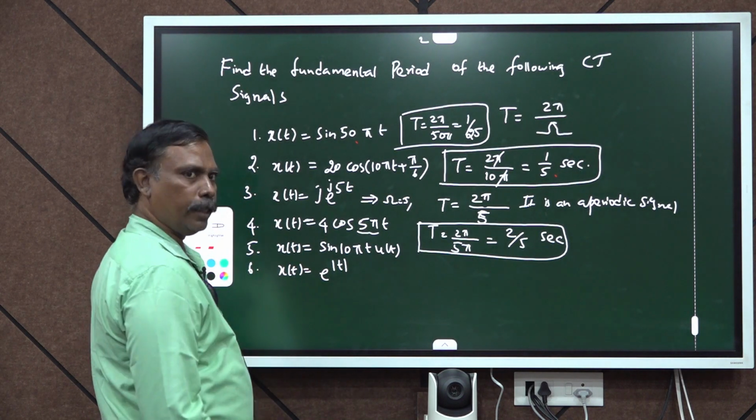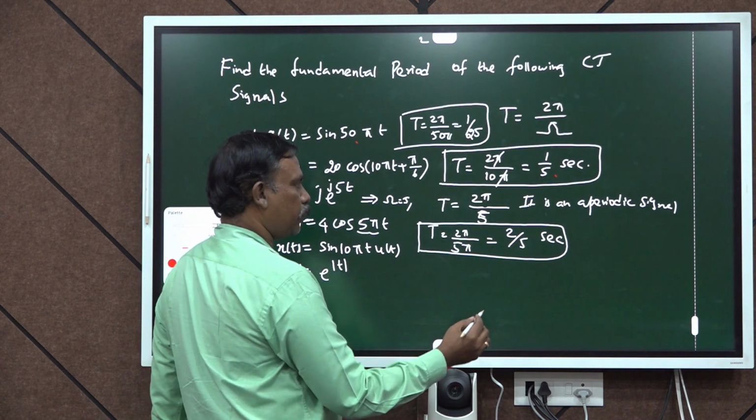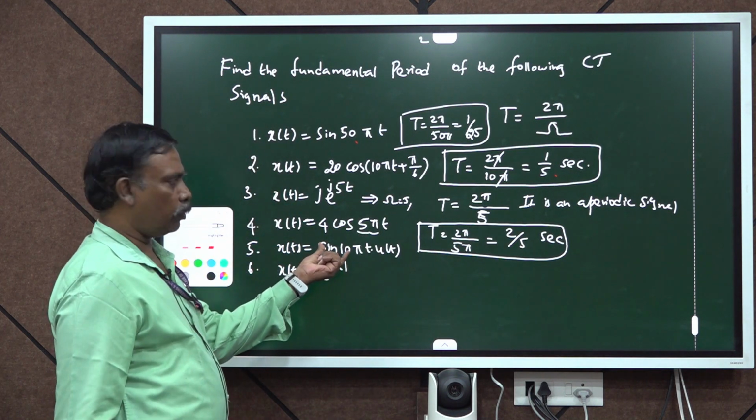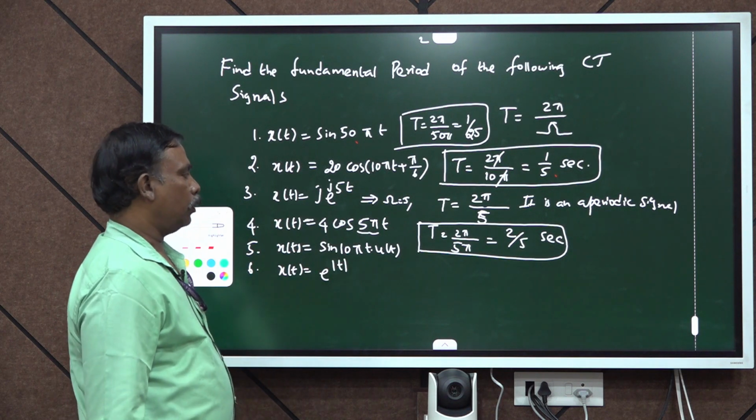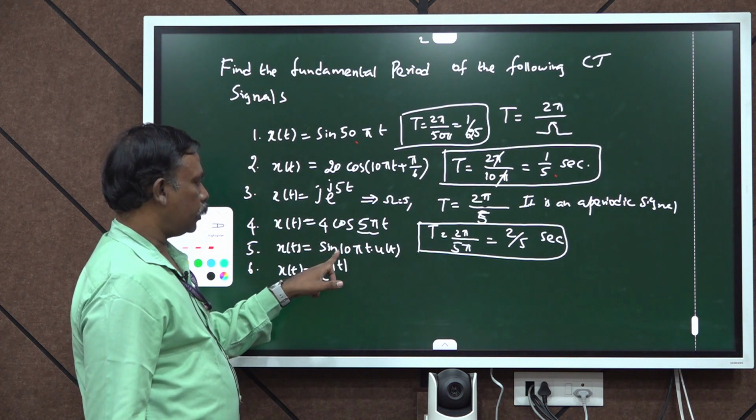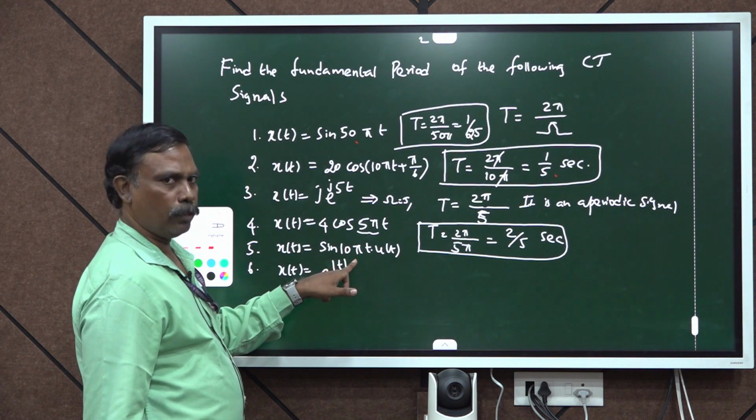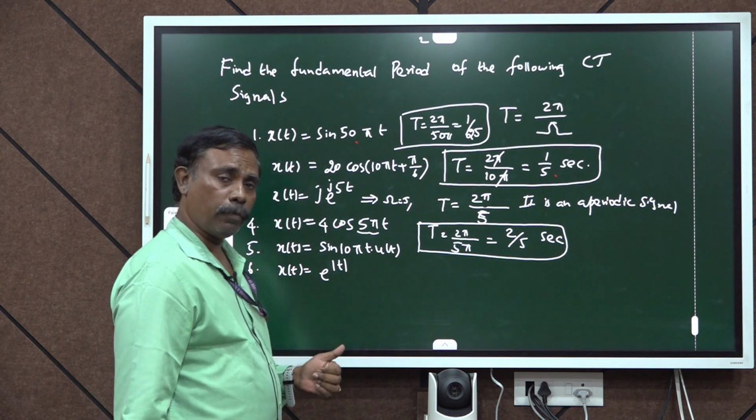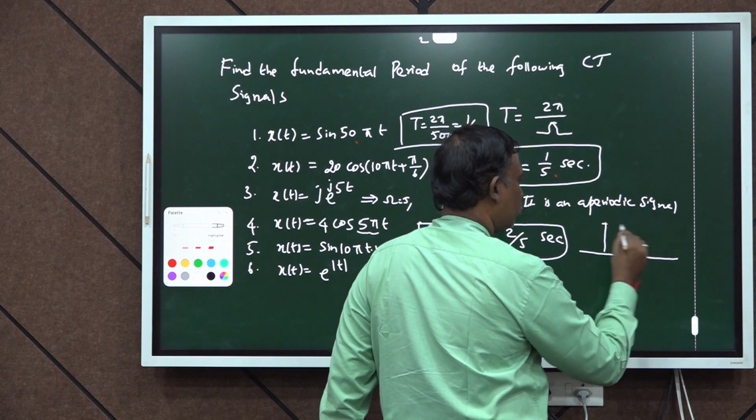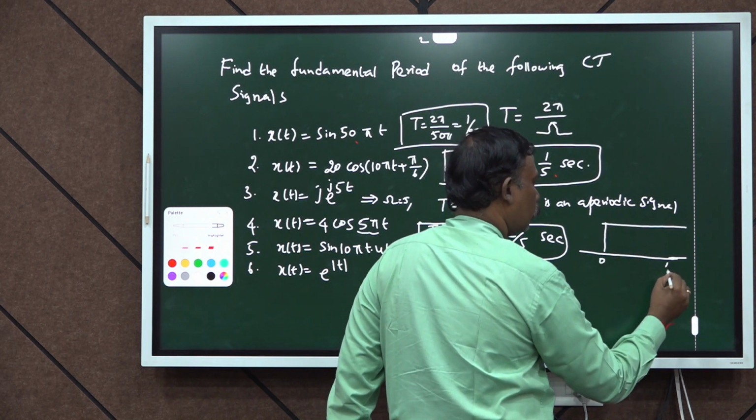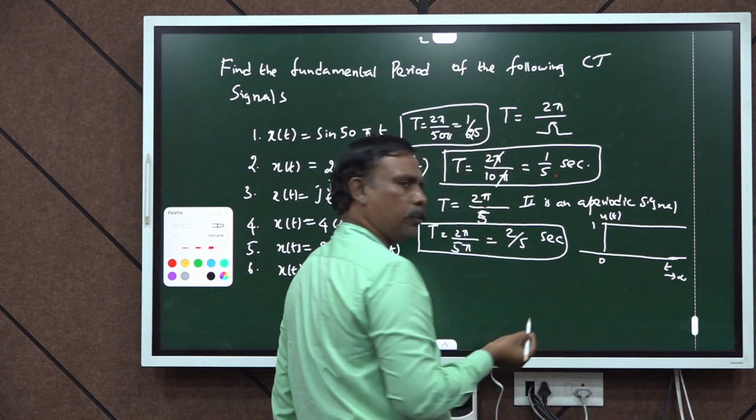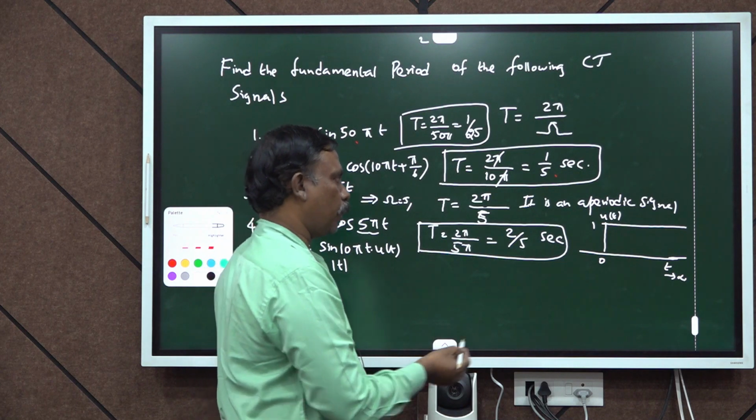Then I want to take the fifth problem. The fifth problem is sin 10 pi t into u of t. Here two signals are there, a sinusoidal signal and a unit step signal. Both should be multiplied. What will happen? The sine wave is available from minus infinity to infinity, but u of t is available only from 0 to infinity. u of t is 1 from 0 to infinity. This is called u of t, the unit step signal. It looks like a step, so it is called a step signal.